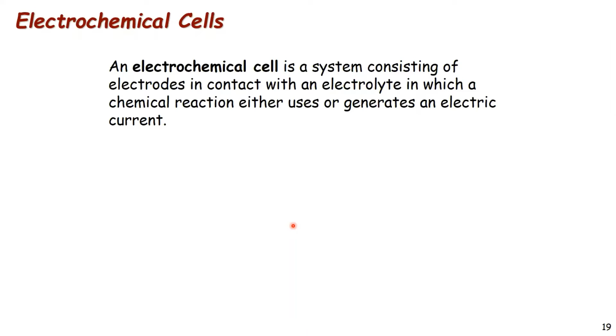Instead of them both occurring in the same beaker, we're now basically separating the two beakers, and we're going to make an electrical connection between the two. We're also going to make a chemical connection between the two as well. You have to have both, the electrical connection and the chemical connection. That'll become obvious once we get into it.